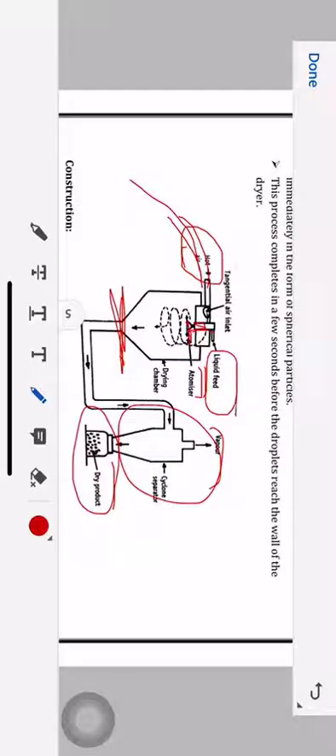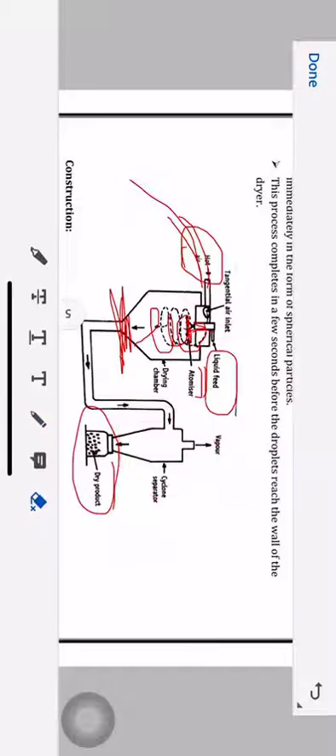Now that atomizer will be rotating in a radial path like this. So what happens? The rotating disk or atomizer creates a helical path of the droplets, and because of that helical path, the traveling path for any particle will increase. That will get dried before it reaches this part. So this is actually the spray dryer.